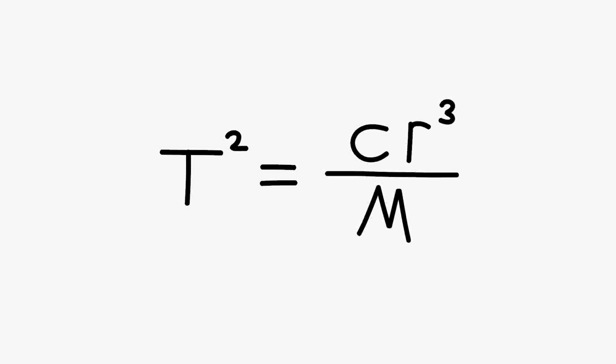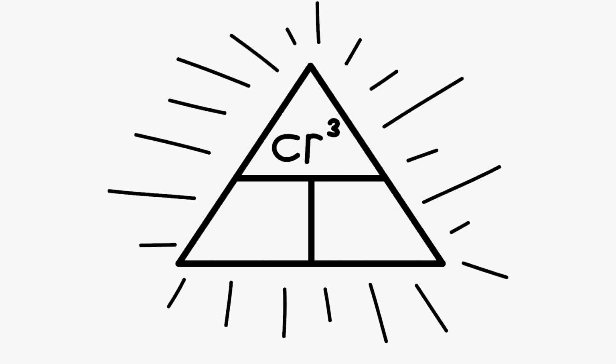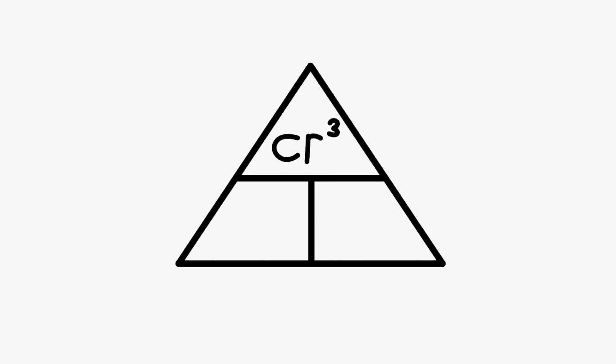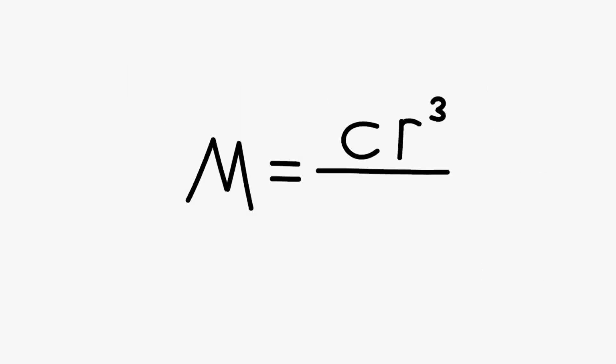Alright, second step. We go to our magical triangle. The numerator, CR cubed, on top. Don't worry that it's two things multiplied together. We can still use our magical triangle. I mean, it's magical after all. Then our B is equal to T squared and C is equal to M. Both of those are on the bottom part of the triangle. Cool. Now, since we're after M, we cover it up. What do we have left? We have CR cubed over T squared. Hence, M is equal to CR cubed over T squared.